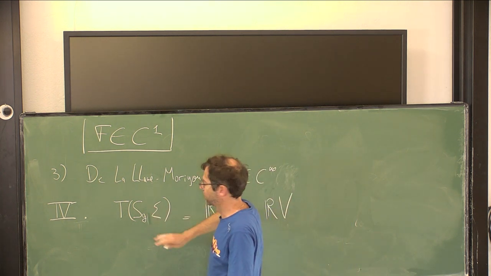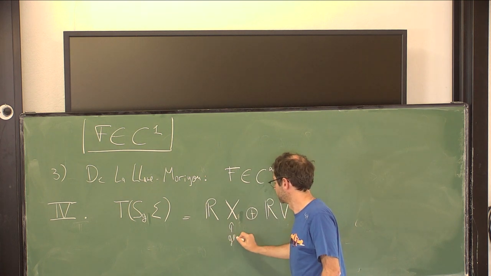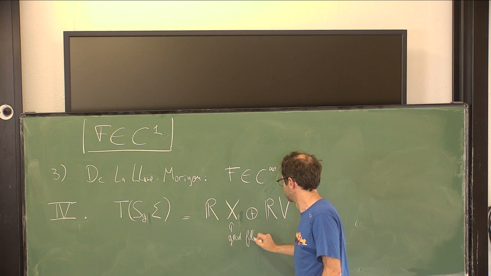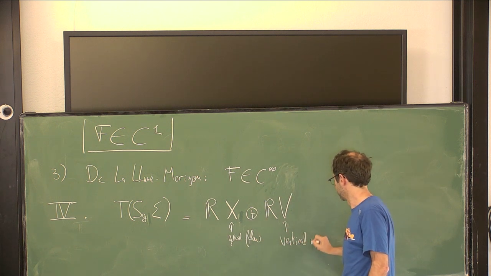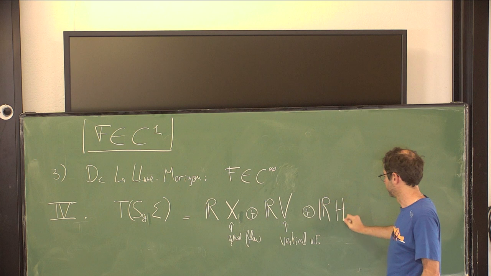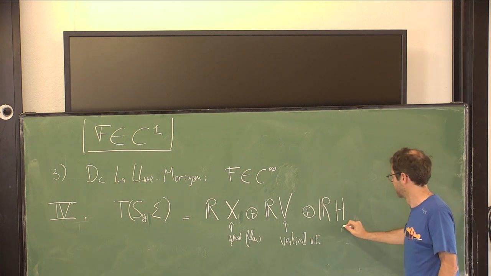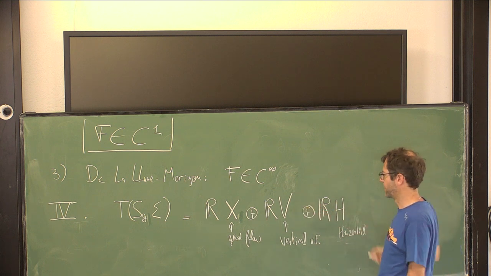let me fix the matrix so far. I don't put a J. So this is the geodesic flow. This is the vertical bundle, the vertical vector field. And then there is a horizontal vector field. So this is horizontal. And the splitting is global.